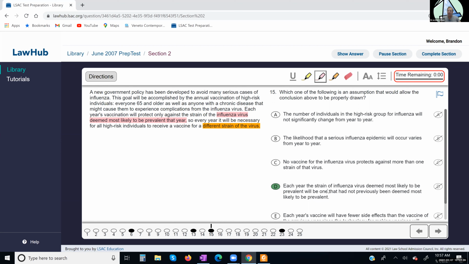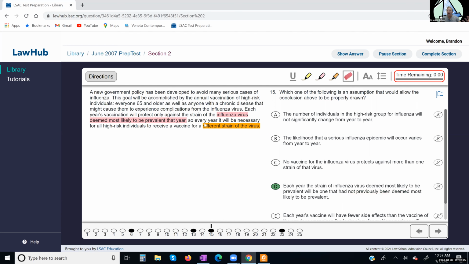D does exactly that. Each year, the strain of the virus deemed most likely to be prevalent will be one that had not been deemed most prevalent the year before. So basically, it's different. When it's not previously been deemed, that is the language of different. Okay, so that's the idea of D.